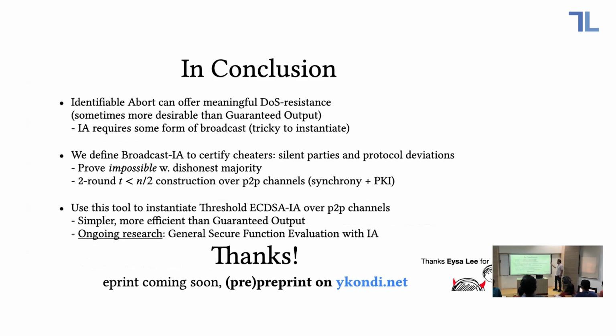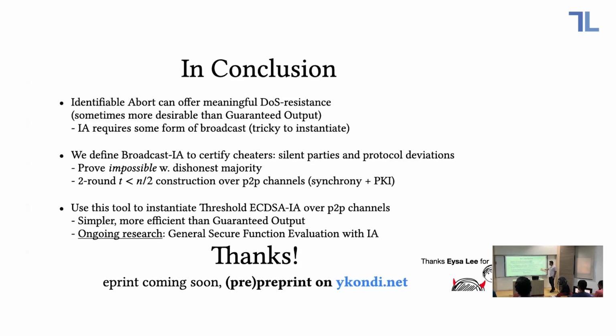And I argue it's sometimes more desirable than what guaranteed output provides. This does require some form of broadcast, and in fact, all known protocols use broadcast as a tool. This can be quite tricky to instantiate, which is why we formalize this notion as necessary for Identifiable Abort. In particular, we show that it's sufficient, or rather useful enough, if you're able to certify when people are honest or deviate from the protocol. We show that it's impossible with the dishonest majority, and in the honest majority setting with the PKI, there's a simple construction. We use this to construct a compiler generically and also show a specific instantiation that's of real world interest.